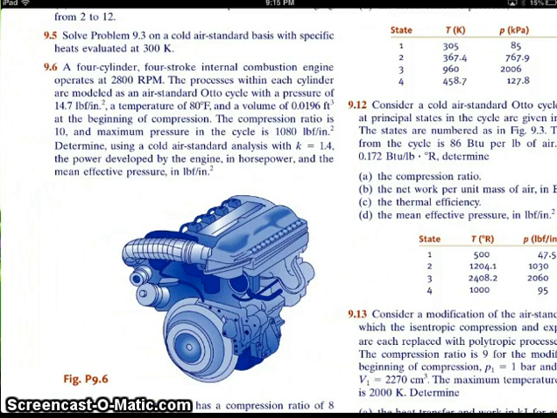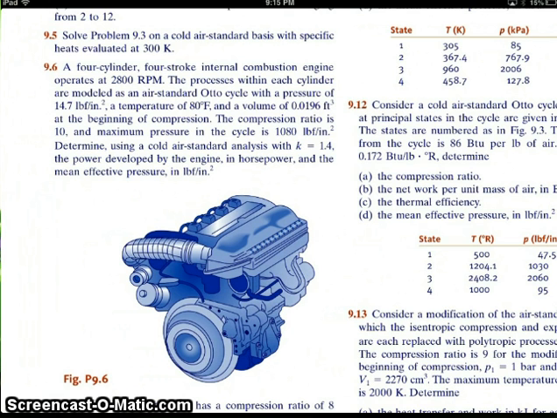First, all reference equations will be found in Fundamentals of Engineering Thermodynamics, 7th edition by Moran and Shapiro. Problem 9.6. A four-cylinder, four-stroke internal combustion engine operates at 2800 RPM. The process within each cylinder is modeled as an air standard Otto cycle with a pressure of 14.7 pound-force per inch squared, a temperature of 80 degrees Fahrenheit, and a volume of 0.0196 cubic feet at the beginning of compression.